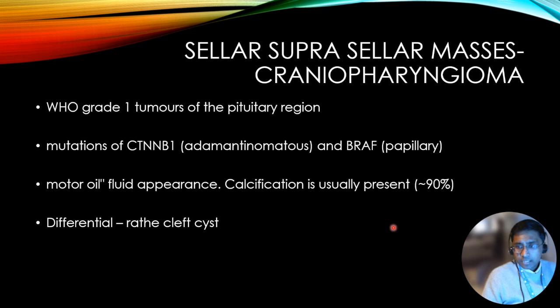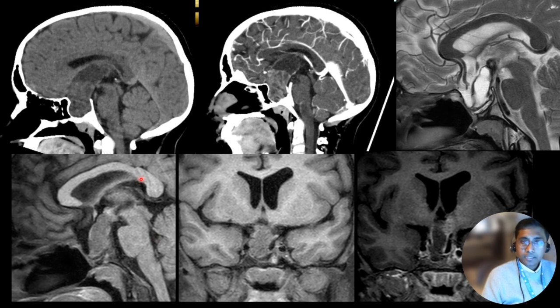Again, two different mutations. I will not bore you with the names of those. The typical histopathology of this is a motor oil appearance of the fluid, and they tend to calcify in 90% of the patients. And remember, if it is an intrasellar tumor, a differential for this would be a Rathke cleft cyst. So let's have a look at this particular case.